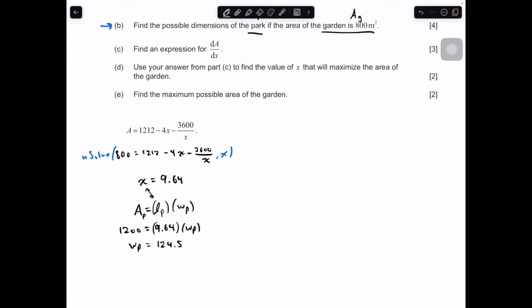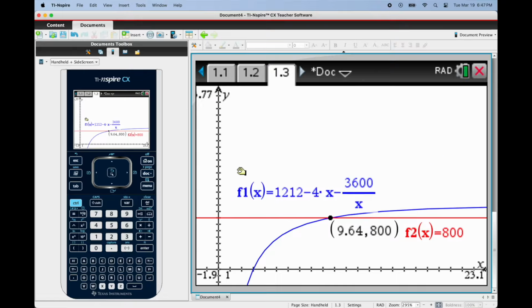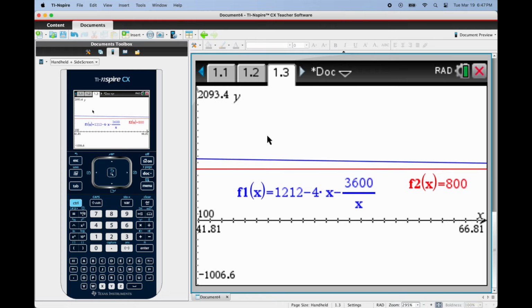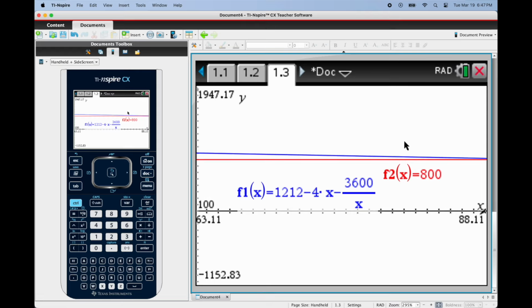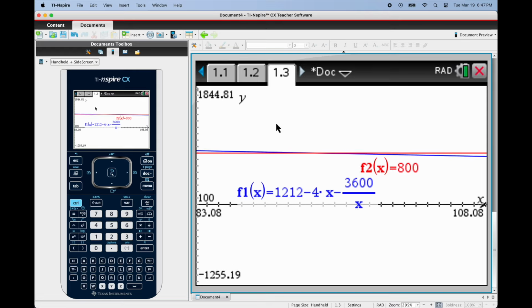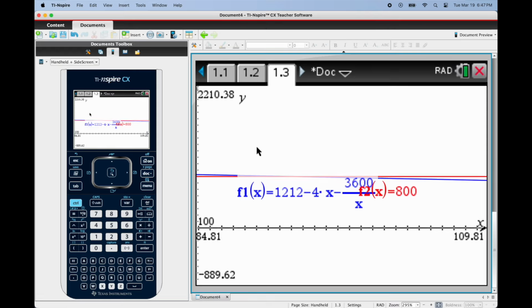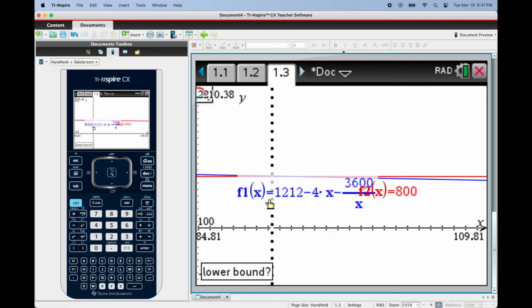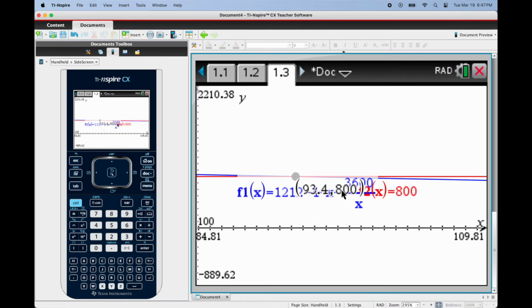So let's go back to this sketch. Okay, there it is. Analyze graph, intersection, 93.4. Wow, geez. So that's the final question on paper 2.